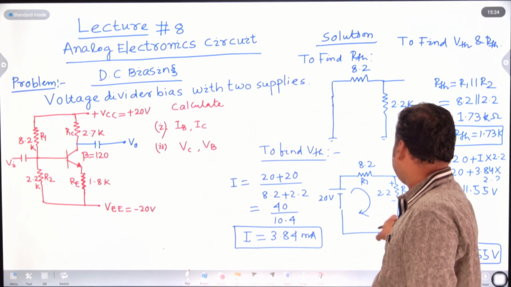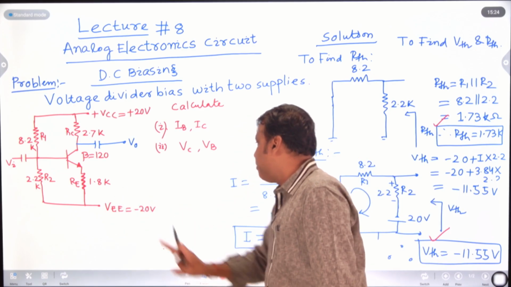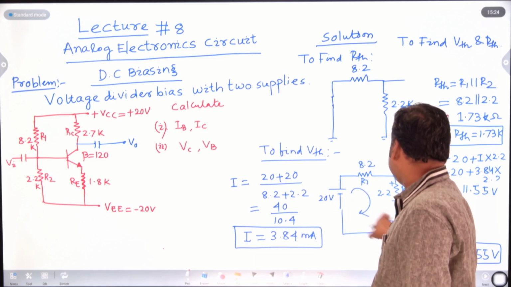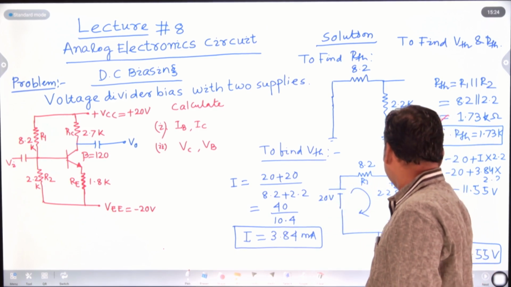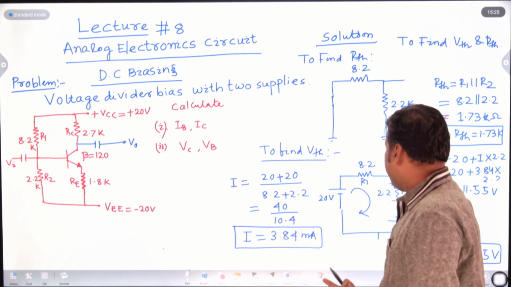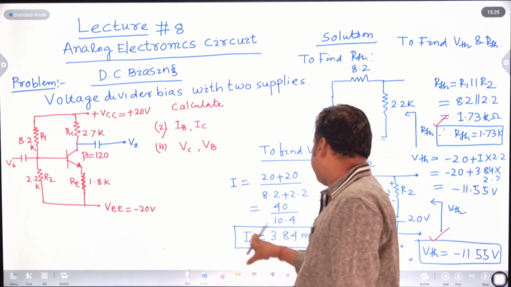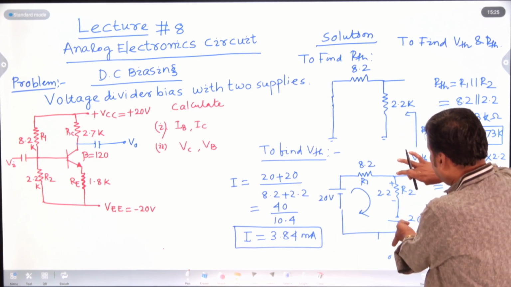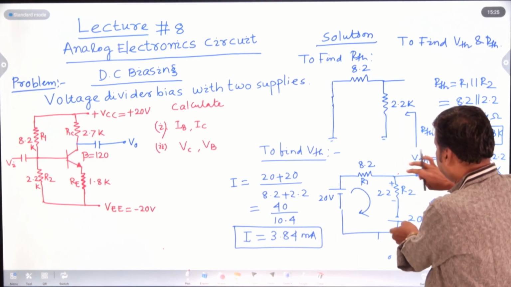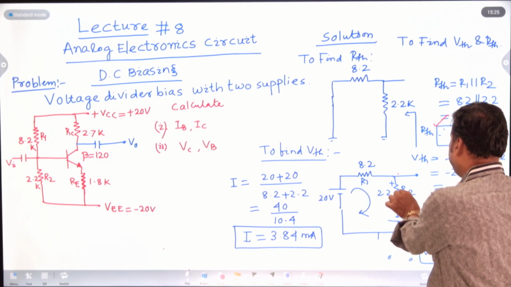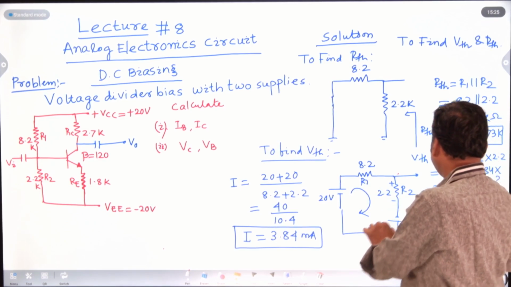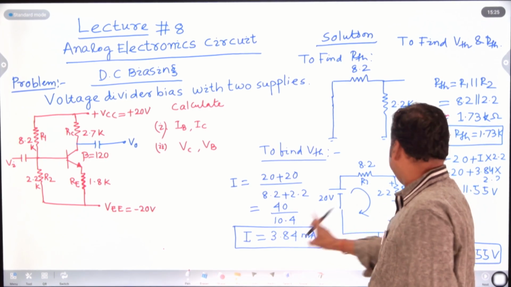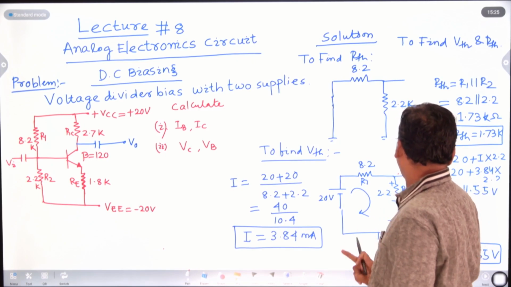This is 20 volt, and here also there is 20 volt due to the emitter supply voltage. First of all, find out the current. Current equal to sum of the voltages divided by the sum of the resistances. 20 plus 20, that is 40, divided by 8.2 plus 2.2, that is 10.4. So I is coming around 3.84 milliampere. After getting I, you can find out the VTH. This voltage is nothing but this voltage plus this drop. This is minus 20 volt plus 2.2 into the current, which is 3.84. It comes around minus 11.55.